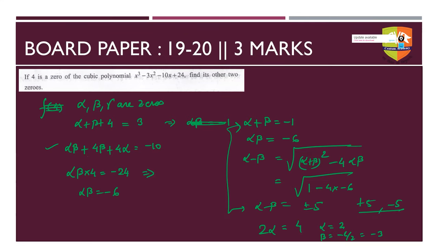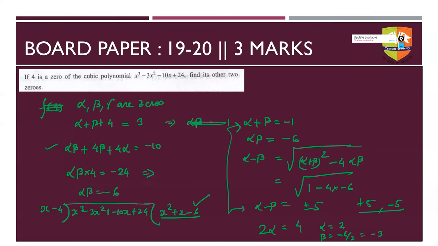So did anyone use some other mechanism? You could have done one more thing. You could have divided x cube minus 3x square minus 10x plus 24 by x minus 4, whichever way. And you would have found the quotient to be x square plus x minus 6. Did you get this quotient, Arun? So once you get this quotient, then you just split the middle term and find out the factors. You'll get x minus 2 and x plus 3, the zeros. There are two ways.